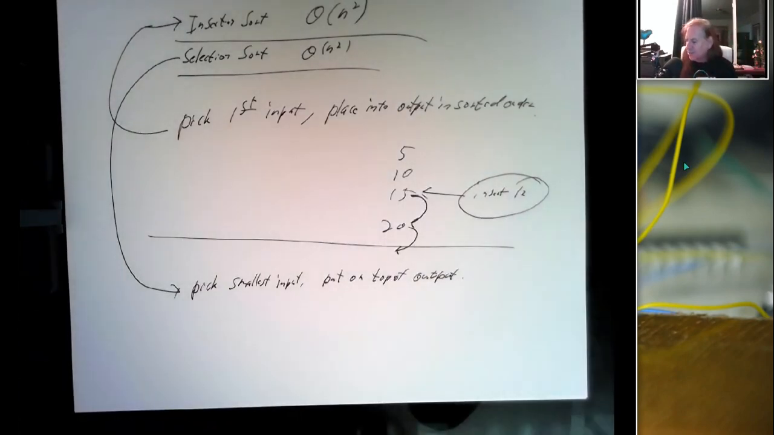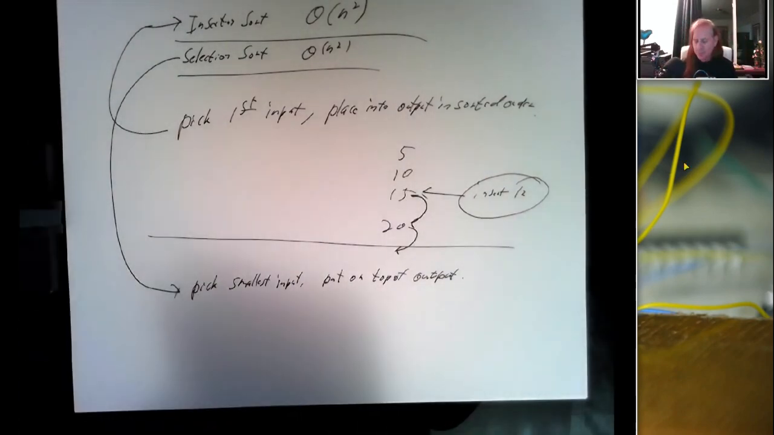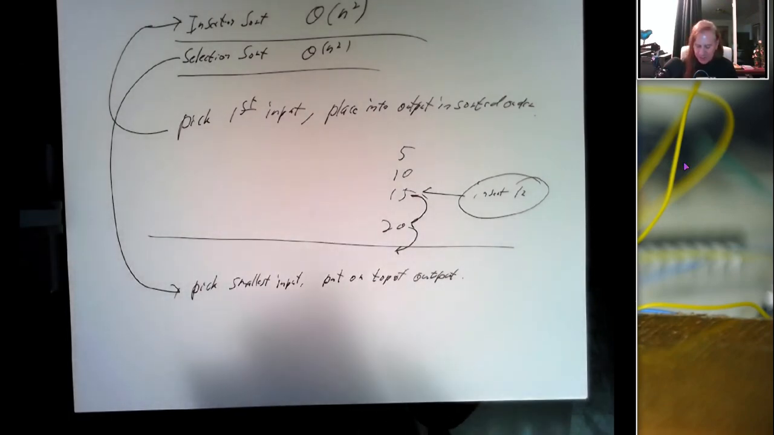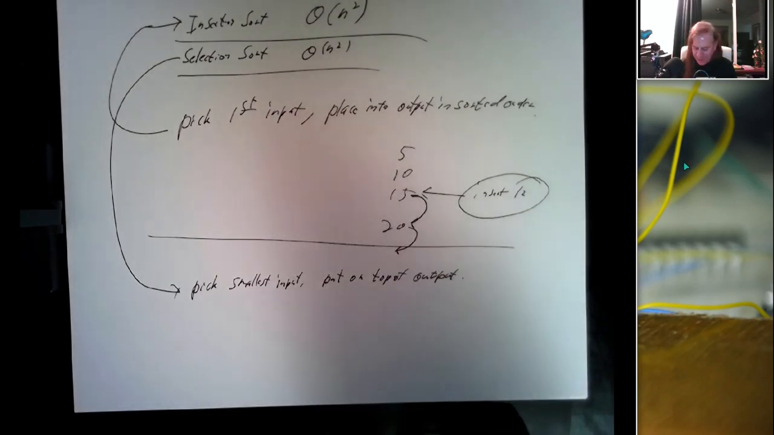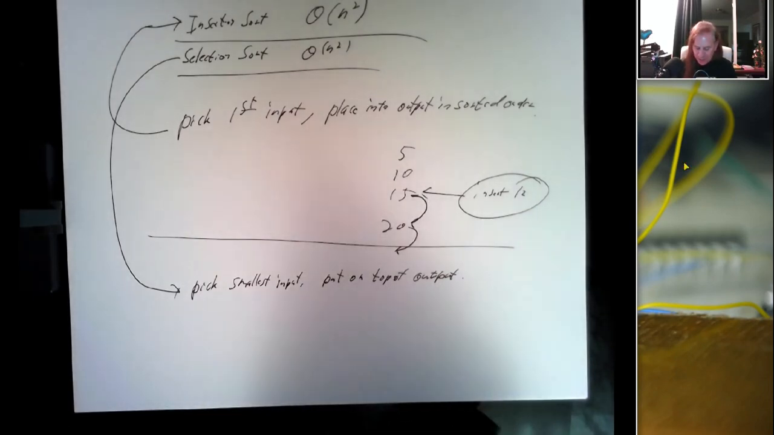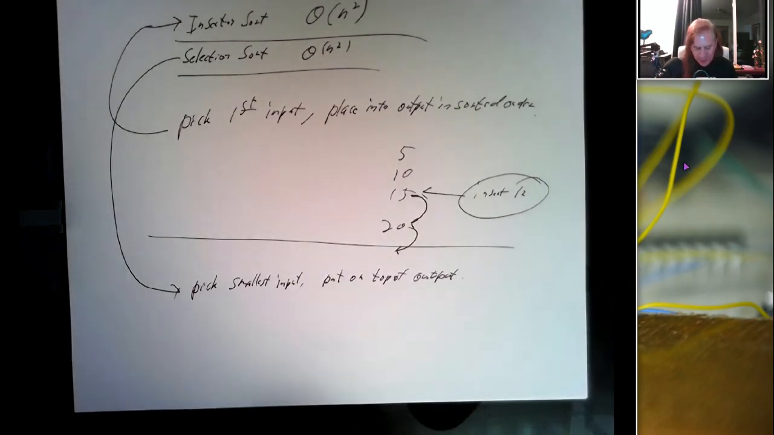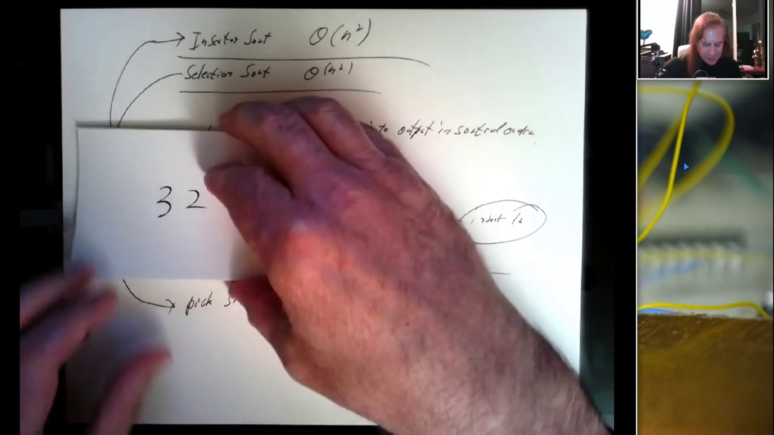With a selection sort, we do the work when we select which input number to move. So we don't just take the top number, we have to search and find the smallest number in the input pile, and then we put that on the top. So here's what a selection sort looks like.